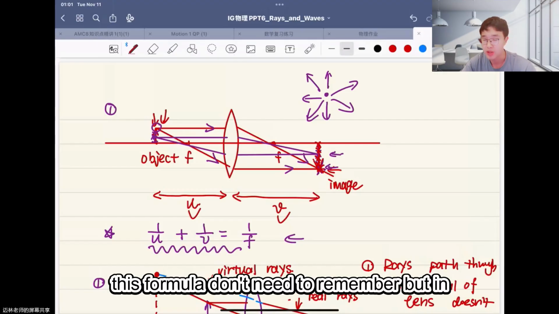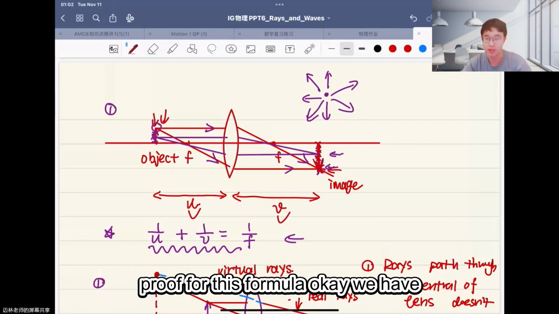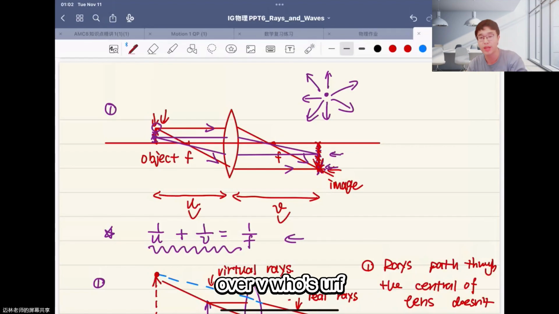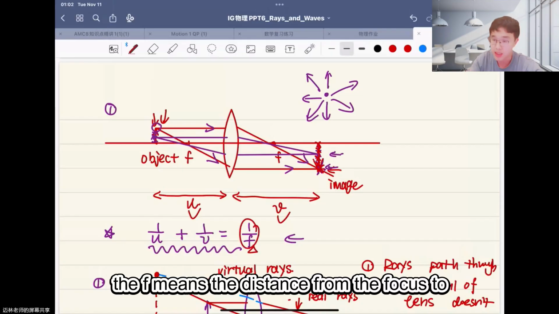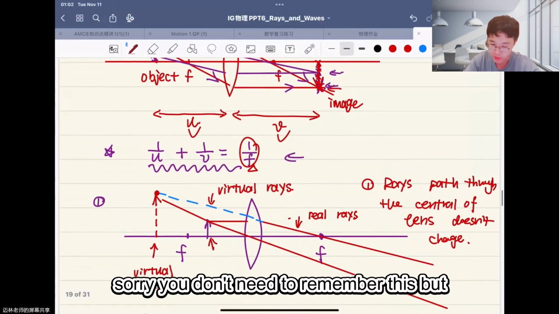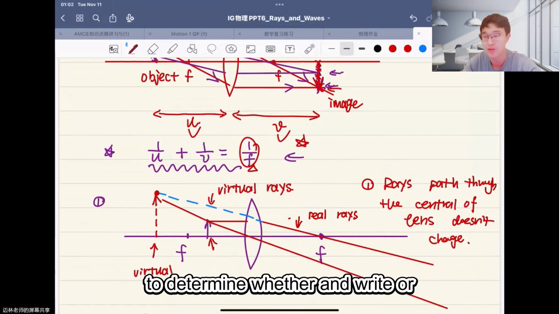Here, you don't need to remember this formula, but in our test, sometimes in P6, we will have a proof for it. We have the investigation that 1 over U plus 1 over V equals 1 over F, okay? And you can find here that F means the distance from the focus to the center. So this formula just obeys the rule. You don't need to remember this, but you can use it in drawing the graph and to determine whether you're right or not.